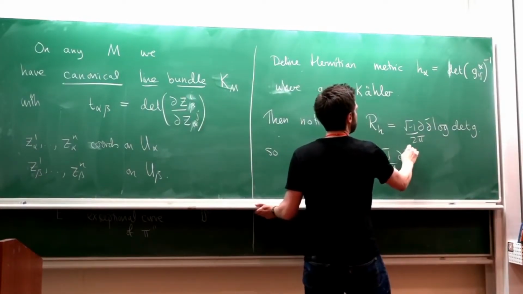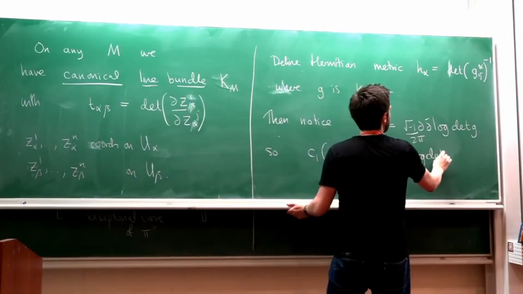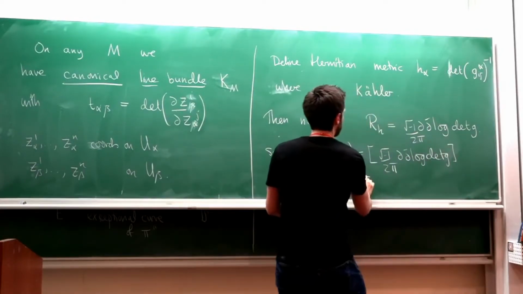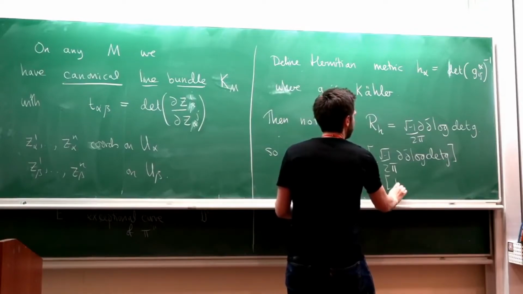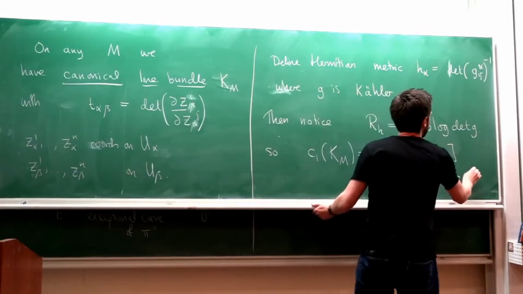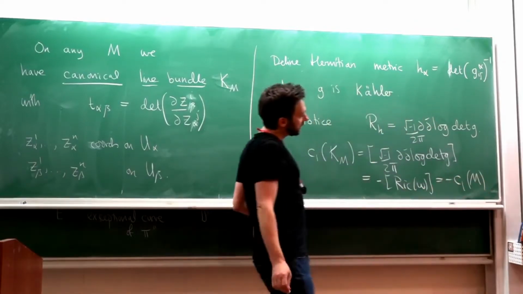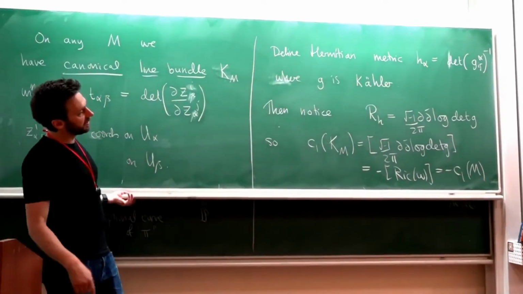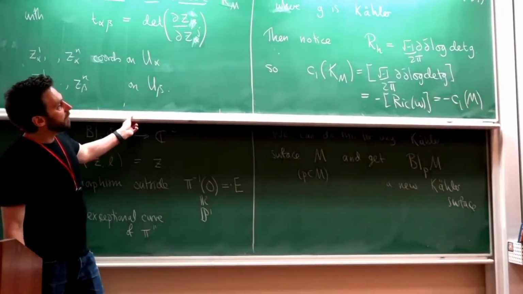Is given by this. But this was minus the Ricci curvature. So this is minus the Ricci curvature of omega, which is minus C1 of n. So the first Chern class of the manifold is negative the first Chern class of the canonical line bundle.